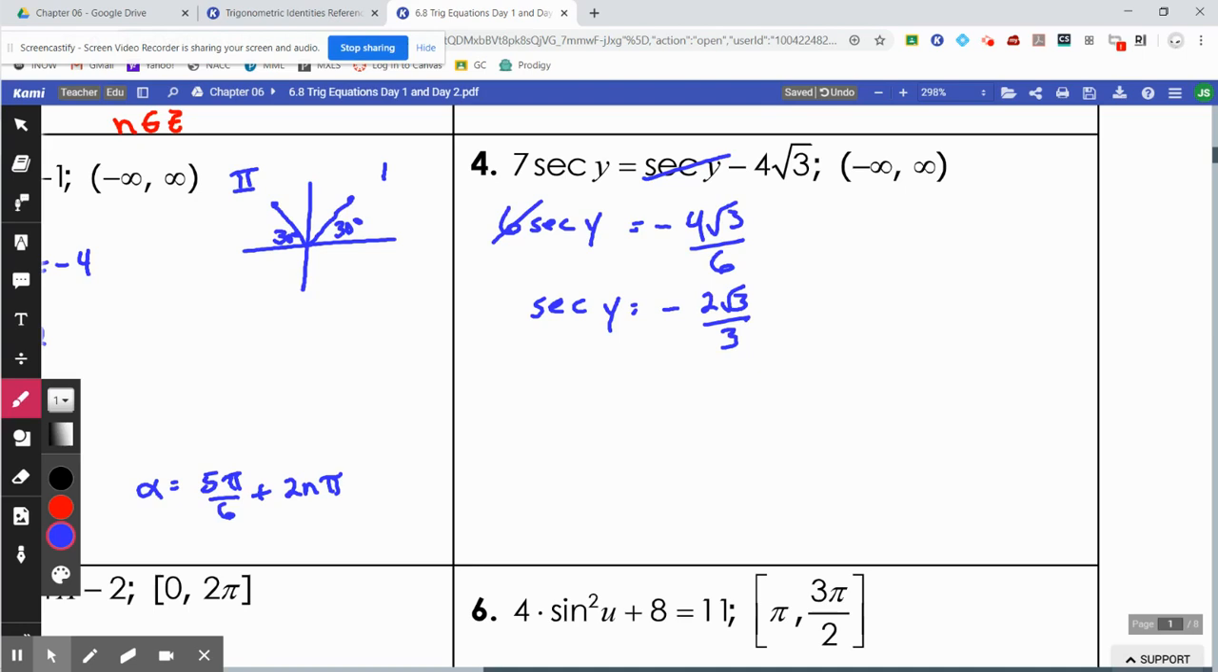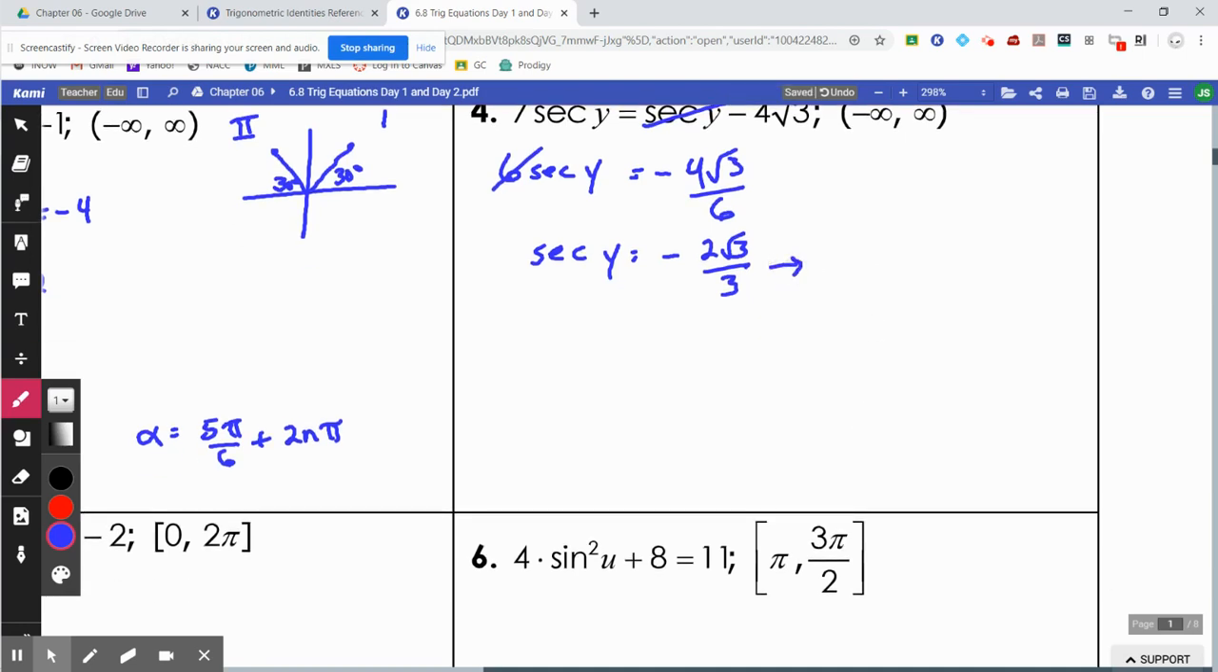But again, we're not comfortable with secant. So what do we do? We change it to cosine. So the cosine of y would equal the reciprocal of that, which would be negative 3 over 2 root 3. Let's rationalize by multiplying top and bottom by root 3. So the cosine of y has to equal negative 3 root 3. Root 3 times root 3 is 3, so you can cancel that, and that leaves you with negative root 3 over 2.